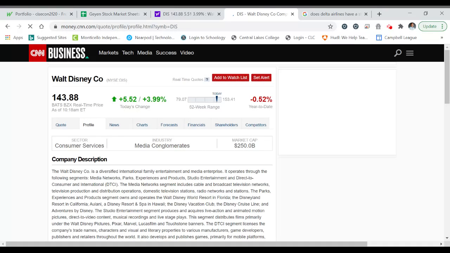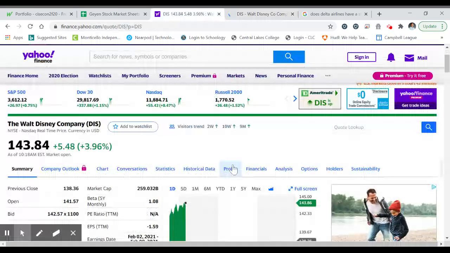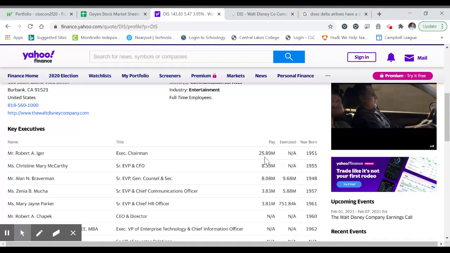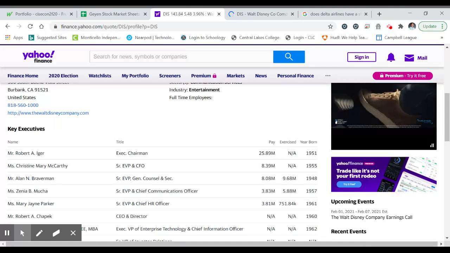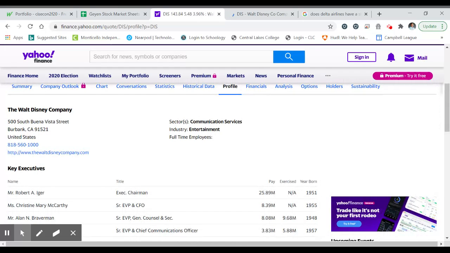And I think Yahoo does a little bit better job with it. As an executive EVP, it gives you their pay. So the executive chairman gets paid $25.89 million a year for Disney. So pretty solid. Here's the industry, entertainment. The sector is communication services. Here's where it's located. And then here's the description of the company. So I can read through the description and see what does Disney do.